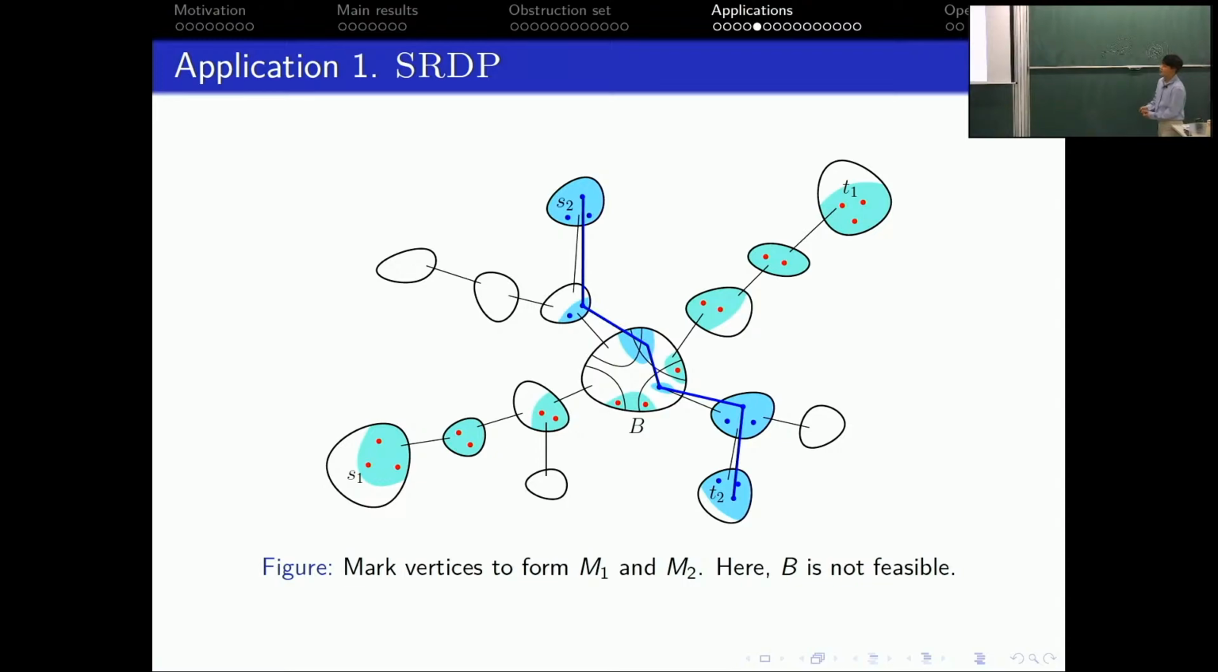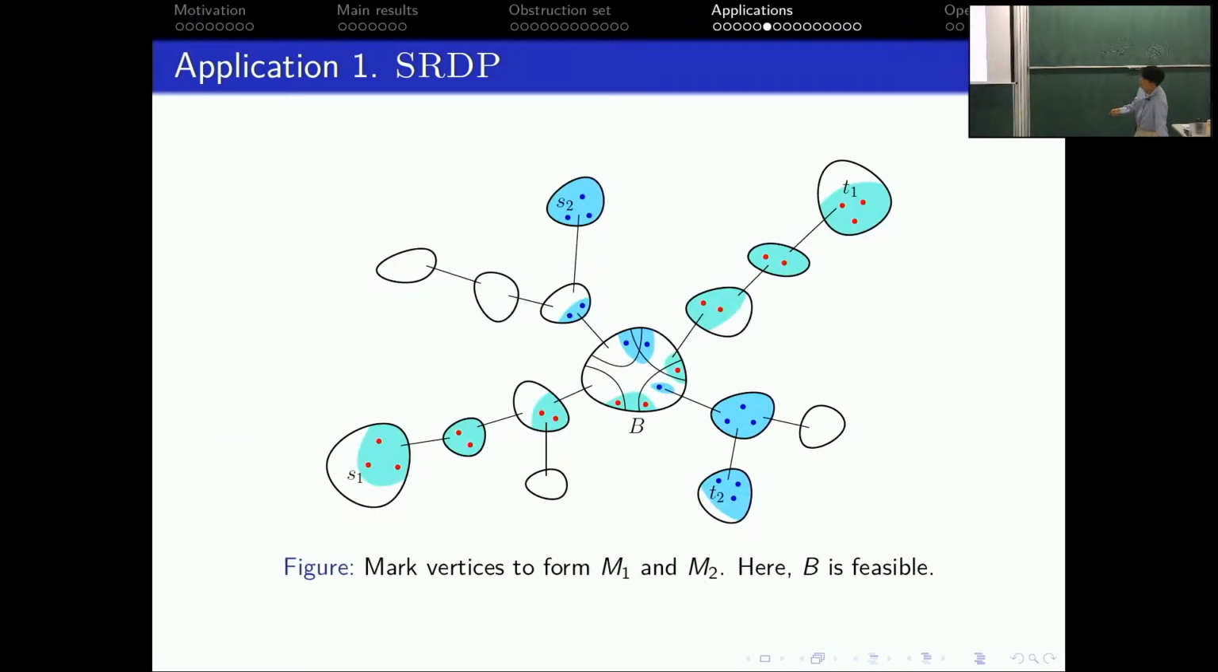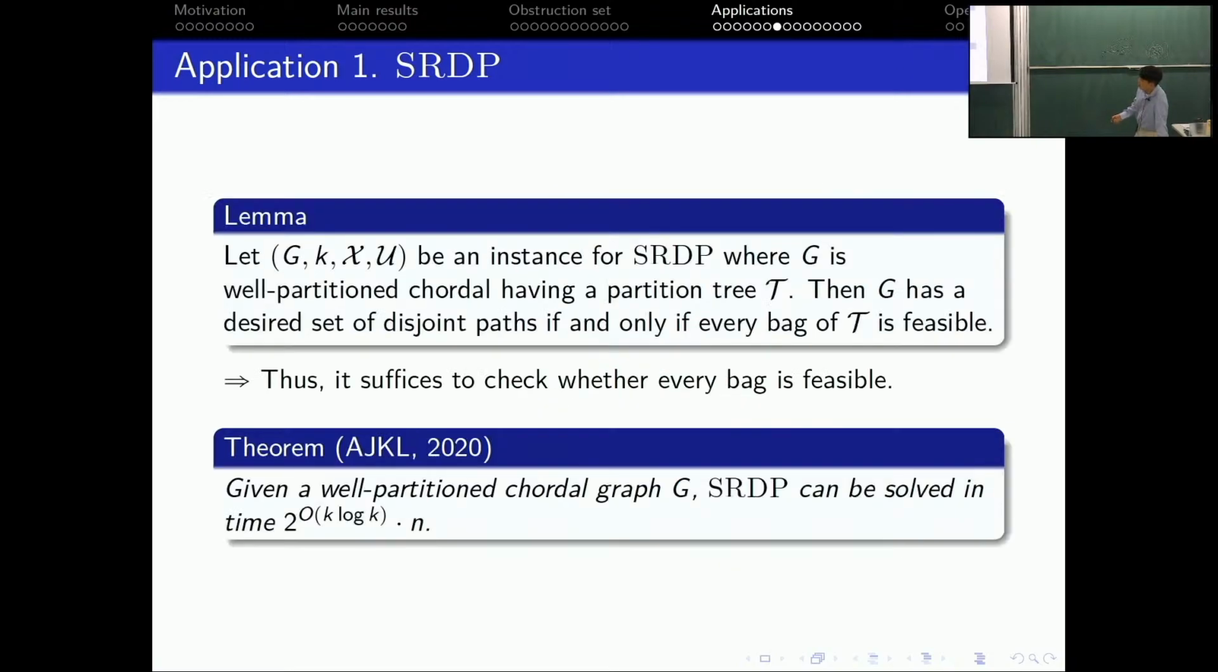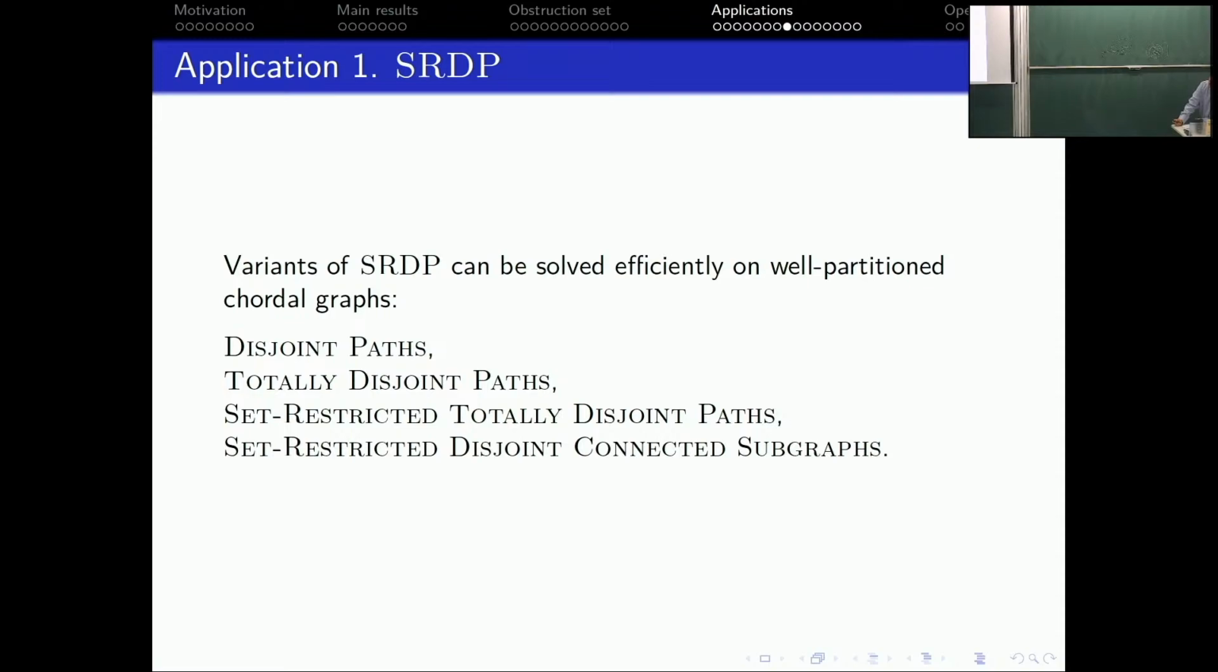But if we mark more, then we can show that in this case, B is feasible. And we show that given an instance with a well-partitioned chordal graph, graph G has the desired disjoint paths if and only if every bag of T is feasible. So it suffices to check whether every bag is feasible or not. From this, we show that this problem can be solved in FPT time. We also handle some variants of set-restricted disjoint paths that can be solved efficiently on well-partitioned chordal graphs, but I'm not going to rigorously describe them.